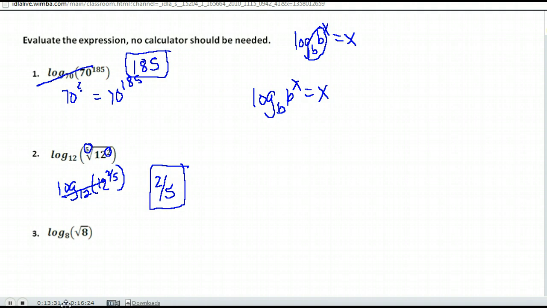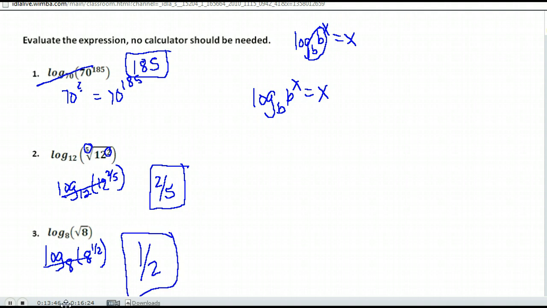And the last one down here, log base 8 of the square root of 8. Again, what we're doing here is log base 8 of 8 to the 1/2 power. It's important you remember that that's what square root means, the 1/2 power. That gives me 1/2. Basically you're saying 8 to what power is equal to 8 to the 1/2 power? Well, it's 8 to the 1/2 power.